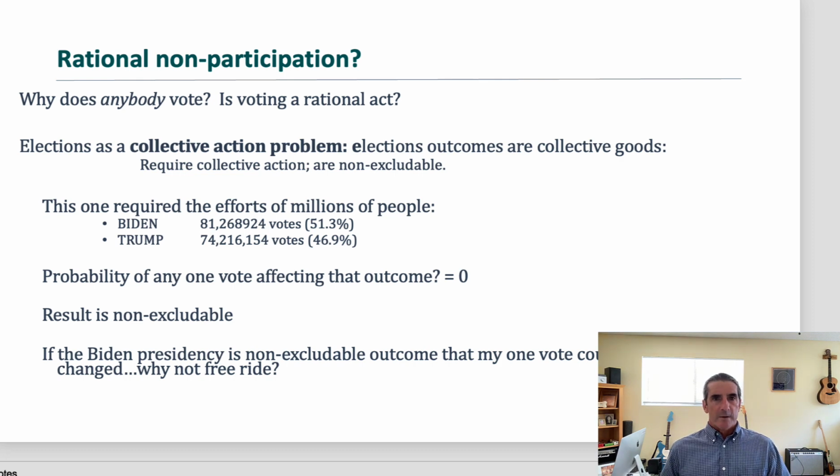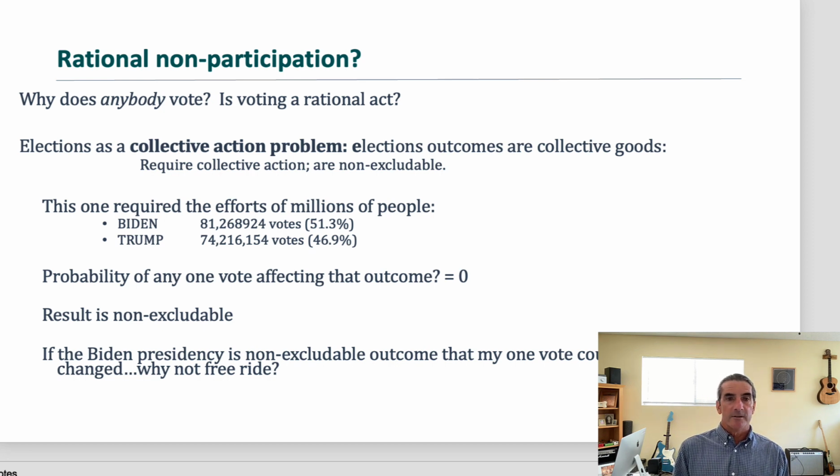As with becoming informed about politics, paying the cost to do so, when you as an individual, your level of information doesn't elevate the overall level of democracy in the country. It takes millions of people becoming informed to do that. The same exact logic applies to voting participation. Elections create a collective action problem. Election outcomes are a collective good. They require collective action to bring them about, and they are not excludable.